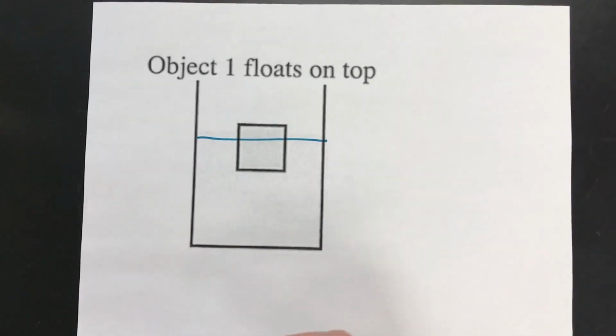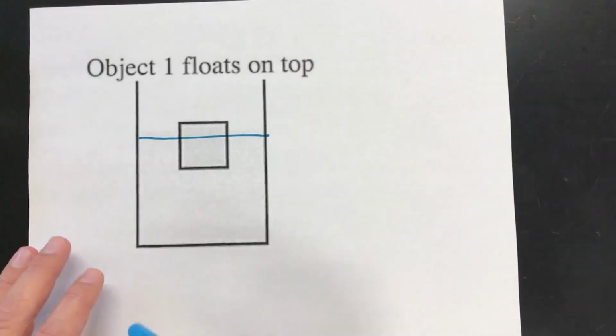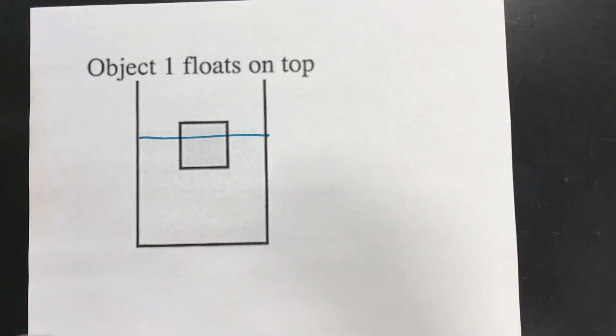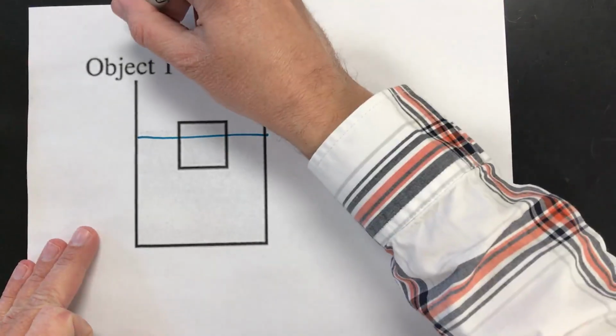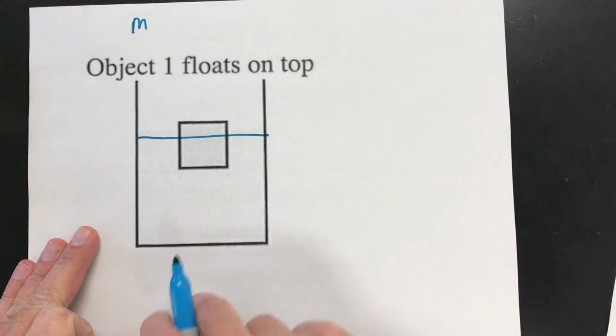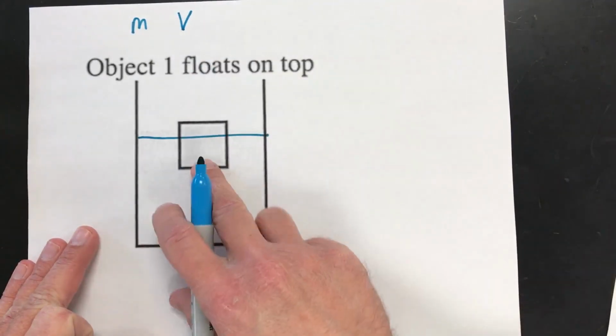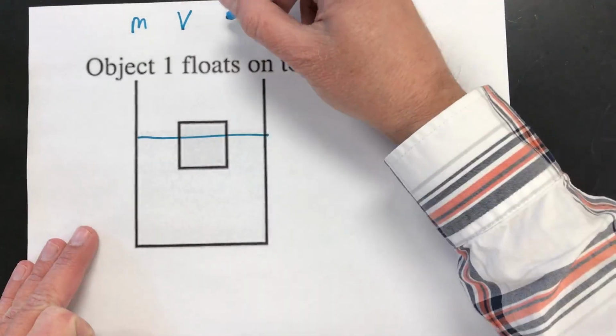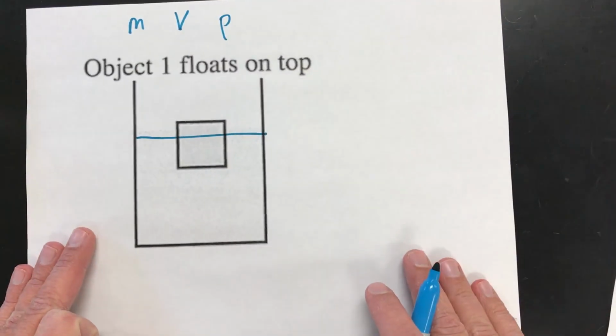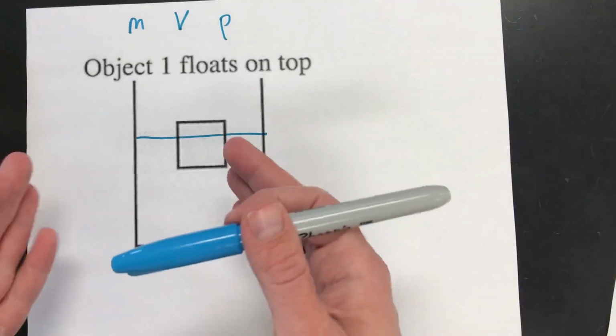Let's have a look at these buoyancy questions here. For each one of these scenarios, they want you to compare the mass of the object and the fluid displaced, and they'll want to compare the volume of the object and the fluid displaced, and the densities of the object and the fluid displaced. So we'll start here with object 1.